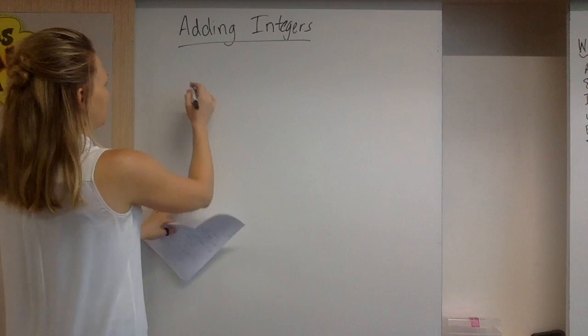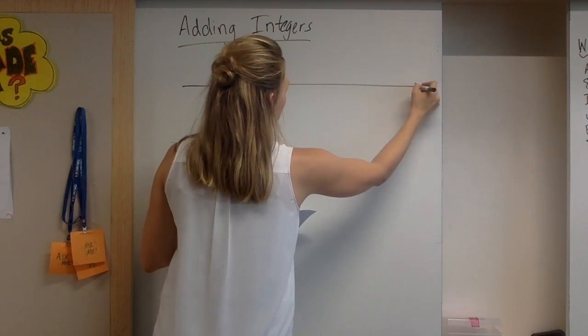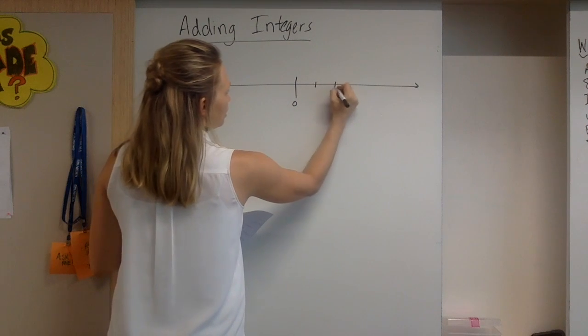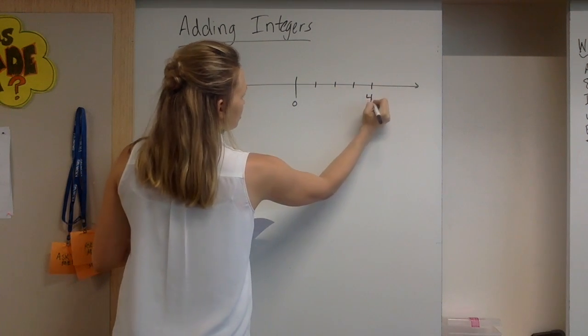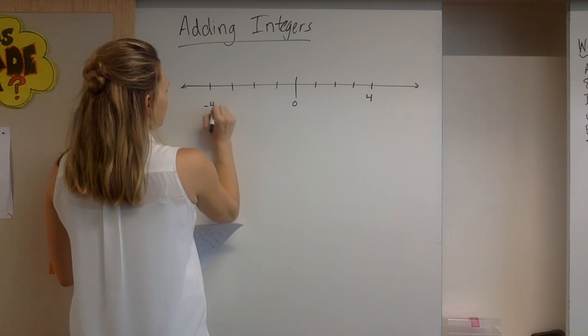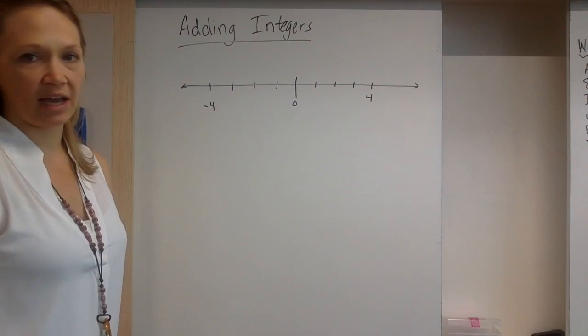Okay, so we're going to start out with that number line again, so I can give you some vocab. We'll just put 0 in the middle, and we'll go to 4 positive integers, and we'll go to 4 negative integers. And that should be, I think, enough to show you what I want to show you today.